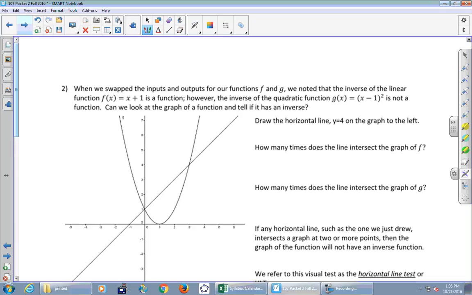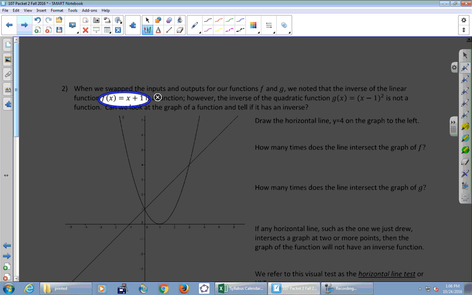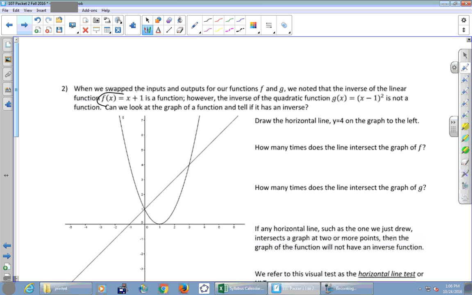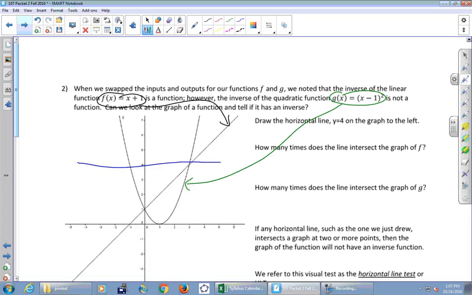So let's think about this picture right here. Part A says, by the way, these are the 2 functions we were just playing with. So f of x equals x plus 1, that's our line. And then our friend, this parabola that's been shifted a little bit, is there. And so the first step says to draw the horizontal line y equals 4. So let's draw that. 1, 2, 3, and I think 4 is there. So there's y equals 4.